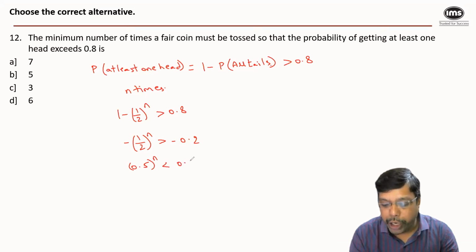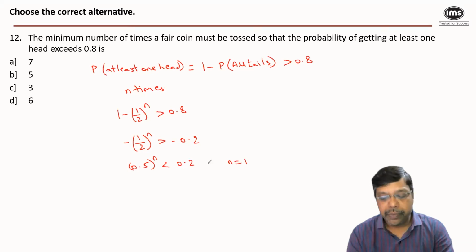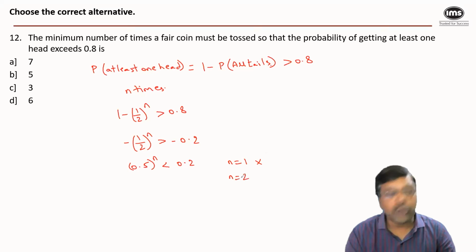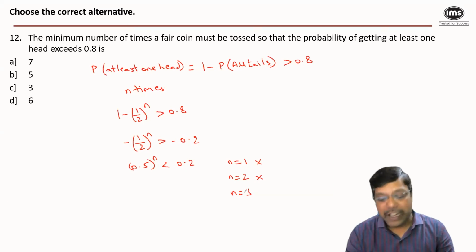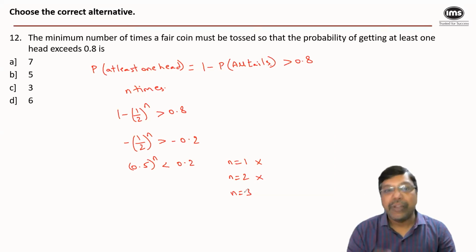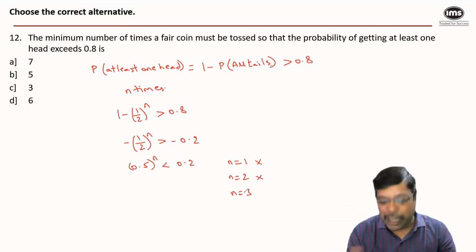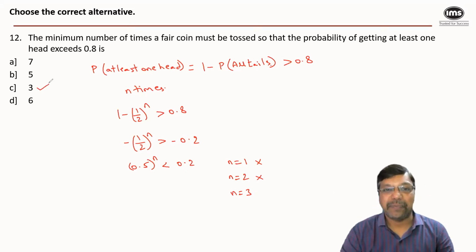I will write 1 by 2 as 0.5 whole power n must be less than 0.2. Now substituting n equal to 1, 0.5 is not less than 0.2. n equal to 2, 0.5 whole square, 0.25 is not less than 0.2. And n equal to 3, 0.5 whole cube is 0.125, which is less than 0.2. Hence, the minimum value of n that satisfies the given condition is 3. Hence, answer option C.